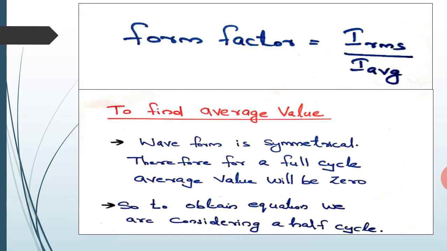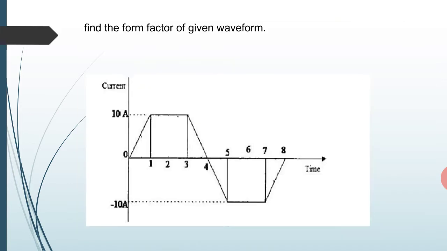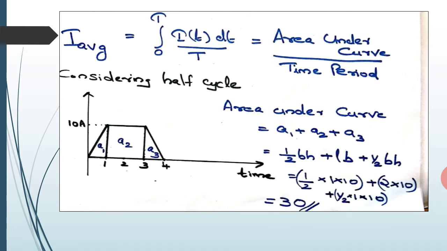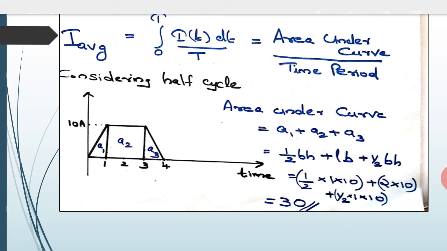In order to obtain an equation, we are considering only the half cycle, and we are finding the equation by considering t equal to T by 2 equal to 4. That is the first thing we want to specify while writing the answer: only the half cycle. Then first we consider the half cycle here.